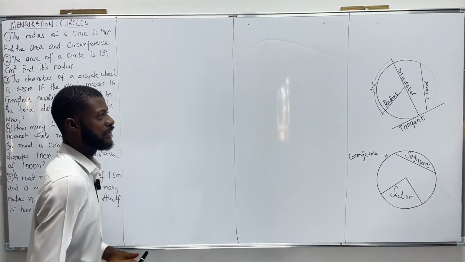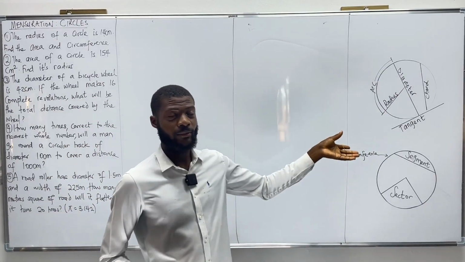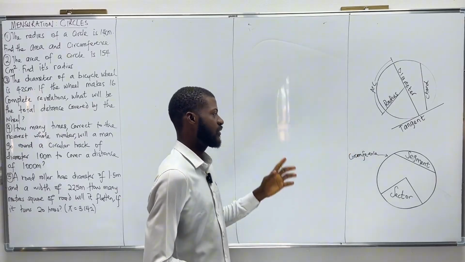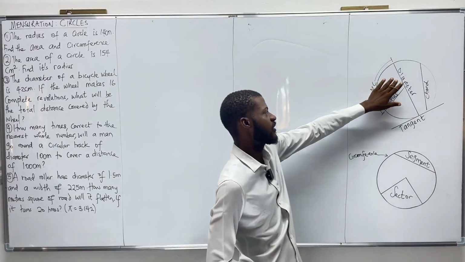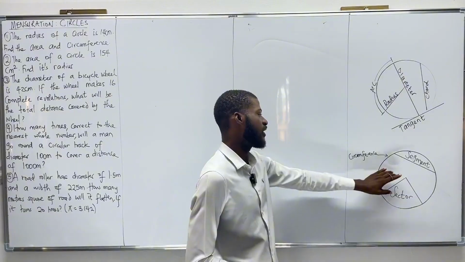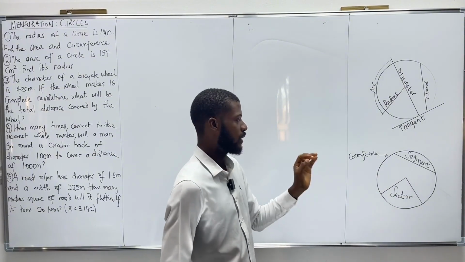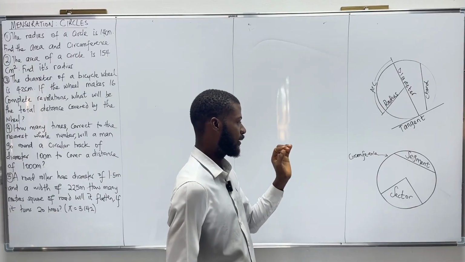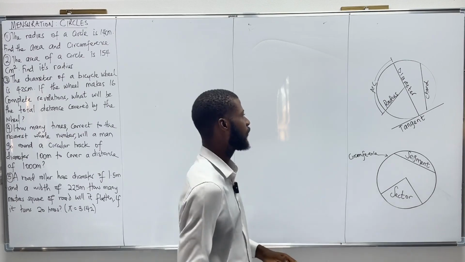I want to get started by talking about the parts of a circle. This one majorly focuses on the lines inside a circle. Then this one discusses the portions in a circle. I do call it a region in a circle.